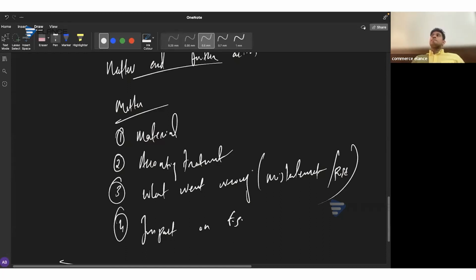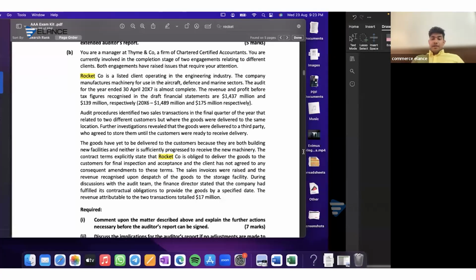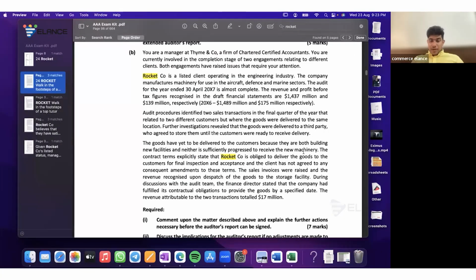During the year, the company signed contracts with 2 of their customers, whereby they agreed that they will deliver the goods to the customer's warehouse, and the final inspection of the goods has to be undertaken by the customers. However, none of these contract terms have been satisfied by Rocket company.